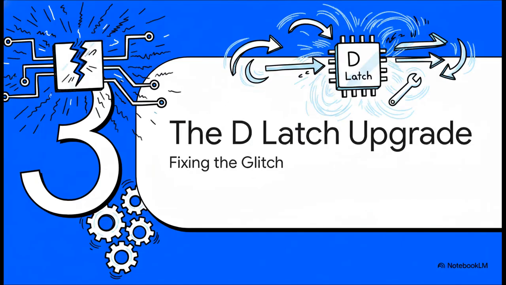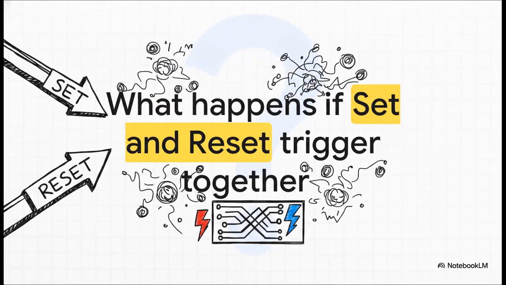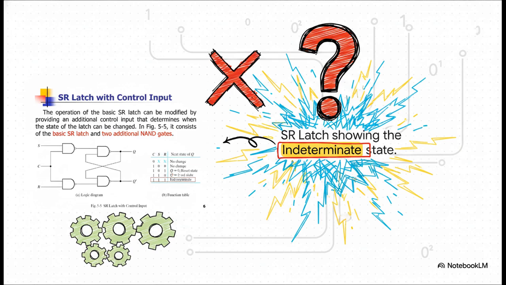Section 3. The D-latch upgrade, fixing the glitch. It's an elegant design for sure, but there's a hidden, fatal flaw. To understand it, we have to ask a kind of dangerous engineering question. What happens if set and reset are triggered at the exact same time? Basically, what happens to our hardware if we scream turn on and turn off simultaneously? Well, as you can see in the function table on the right, the answer isn't pretty.